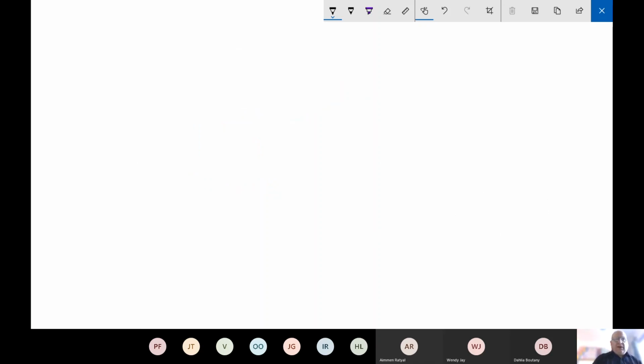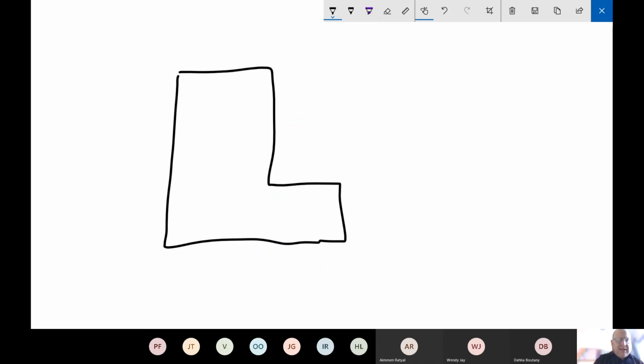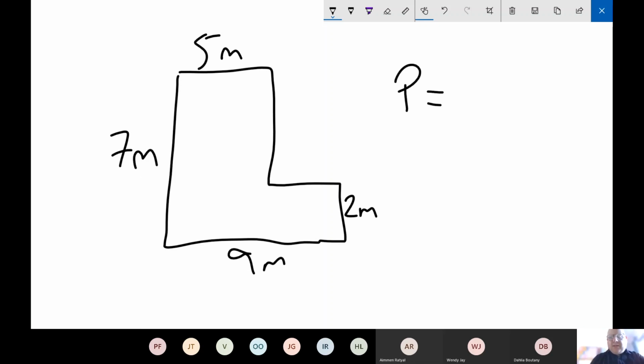So hopefully that's useful. Then we're all nice straight shapes. This one won't be. And again, no prizes for my drawing, and it's certainly not to scale, I should say. So let's say this is a living room in somebody's house, and we know some measurements. We know that this side is 7 meters, this side is 5 meters, this side is 9 meters, and this side is 2 meters. And we're going to work out the perimeter.